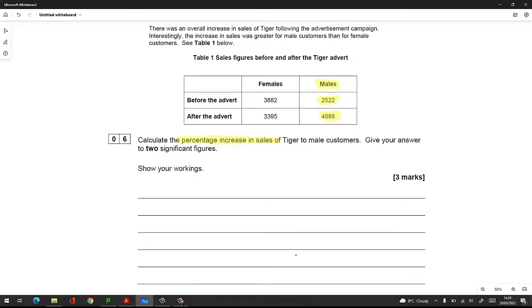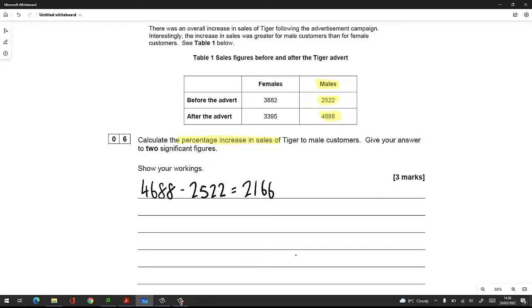First off, you have to work out how much the sales have gone up. So to do that, we are going to subtract 2,522 from 4,688. And that gives us 2,166.